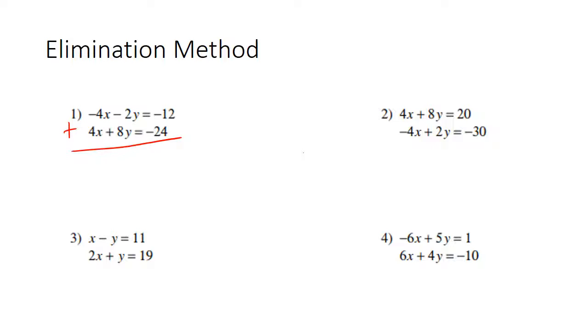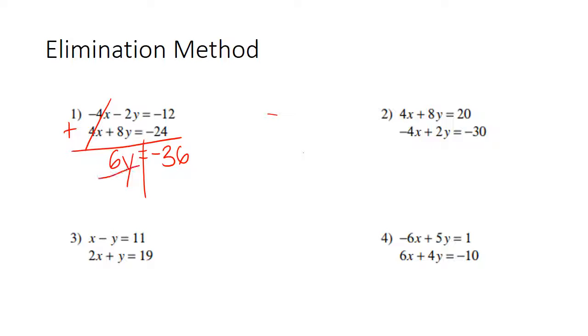So I'm going to combine like terms. Negative 4x plus 4x, boom, that's 0. I don't have to write 0. And then I go to the y's, and I combine them. Negative 2y plus 8y, that's 6y. And then I go to the numbers on the end. Negative 12 plus negative 24 is negative 36. All right. Next, I need to solve for y.